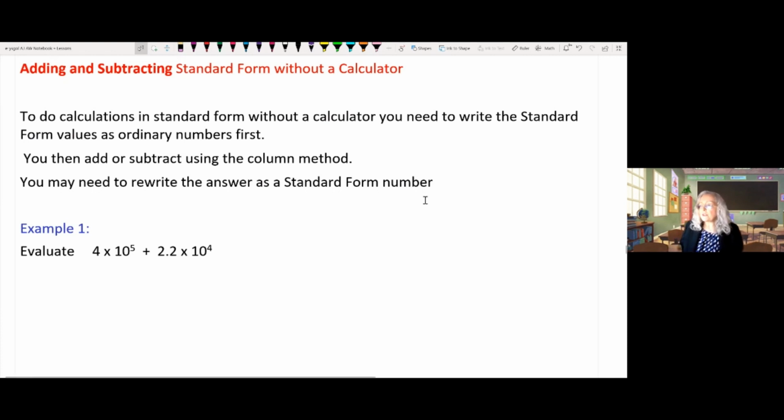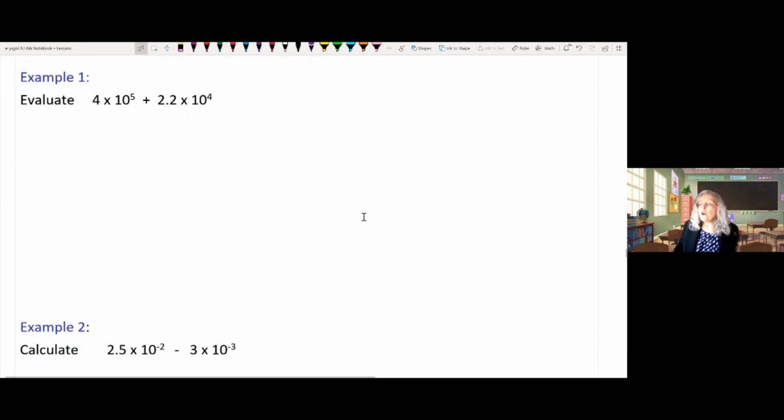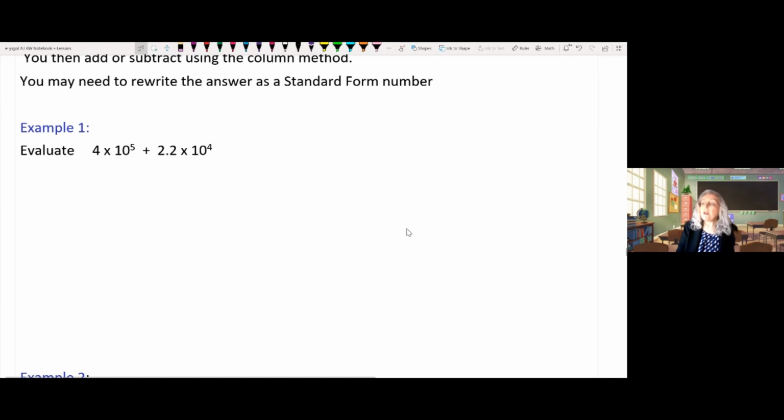So let's have a look at this first one. I've got to work out 4 multiplied by 10 to the power of 5. So that is 4 multiplied by 10 to the power of 5. So with this one, we've got 4, and then we've got to multiply it 1, 2, 3, 4, 5 times.